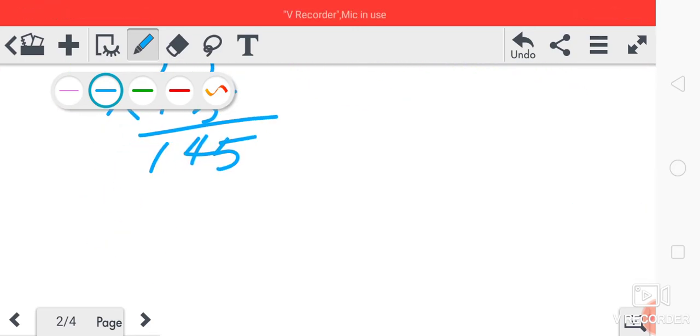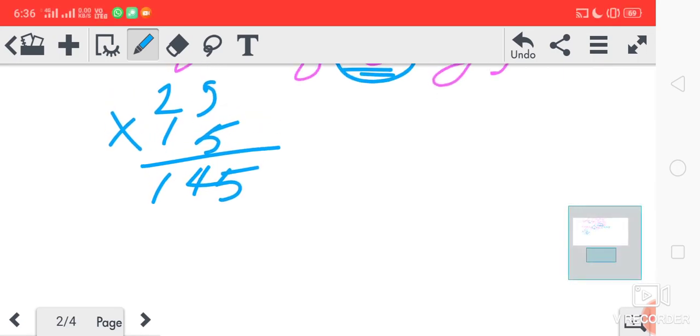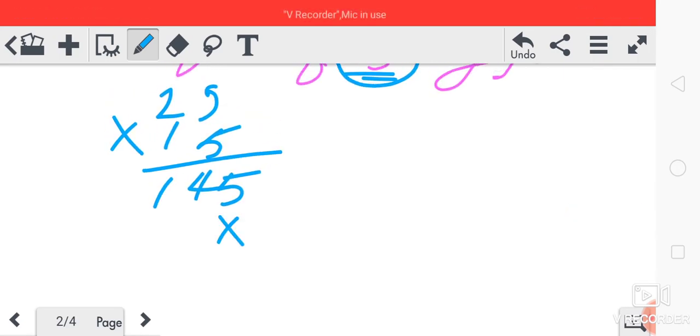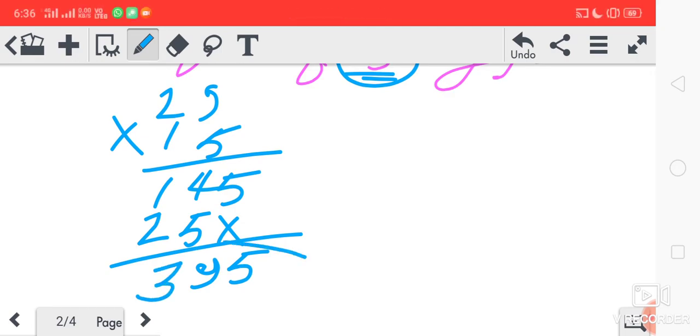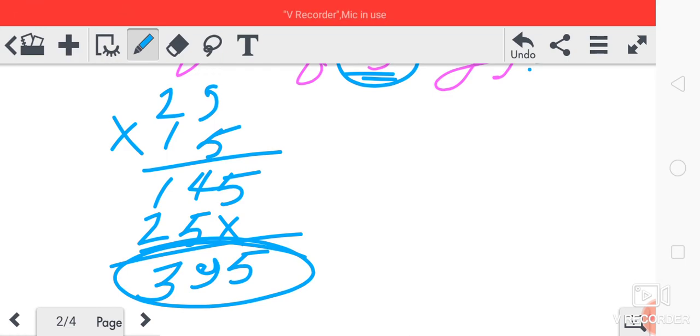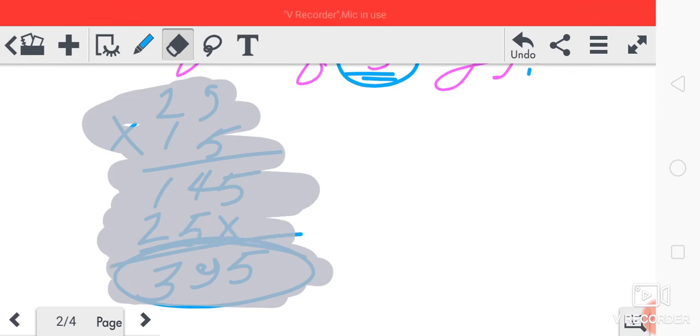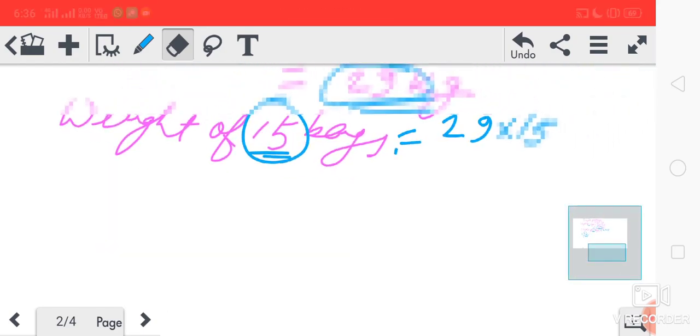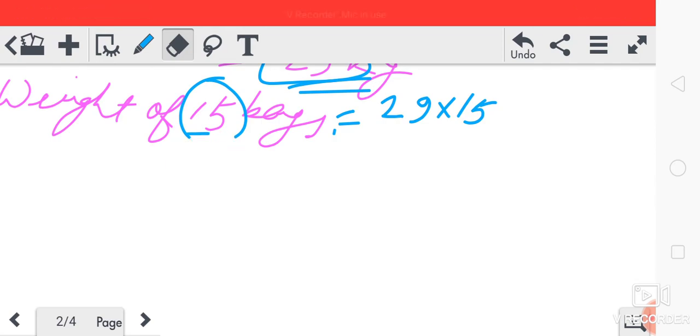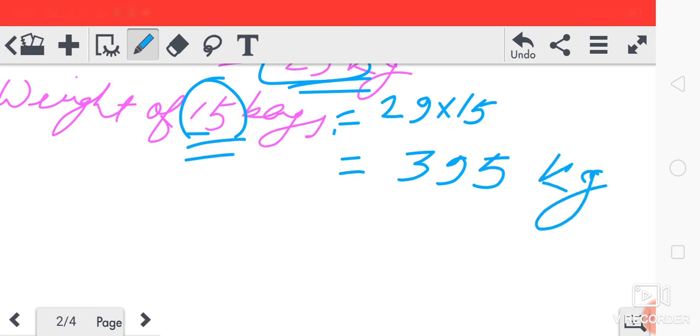Okay. Then 1 into 5 will get 5. Then 1 into 2 will get 2. 5 plus 5, 4 plus 9, and 2 plus 1 is 3. So how much are we getting? 395. Okay. So we'll write here the weight of 15 bags is equal to 29 into 15. After multiplying, how much have we got? 395. So we'll write here 395 kg.